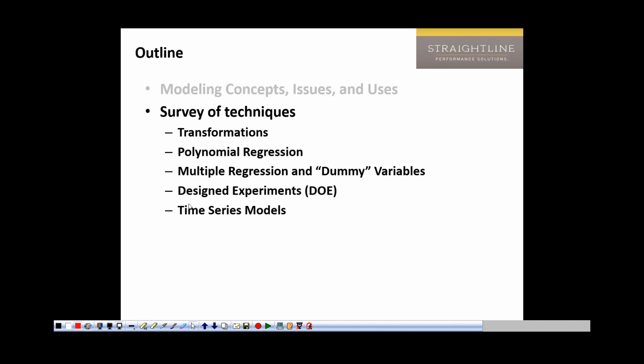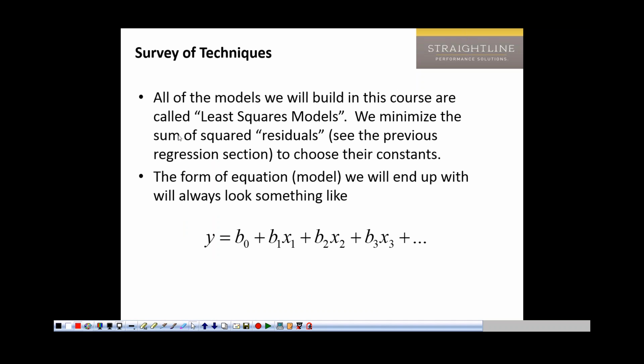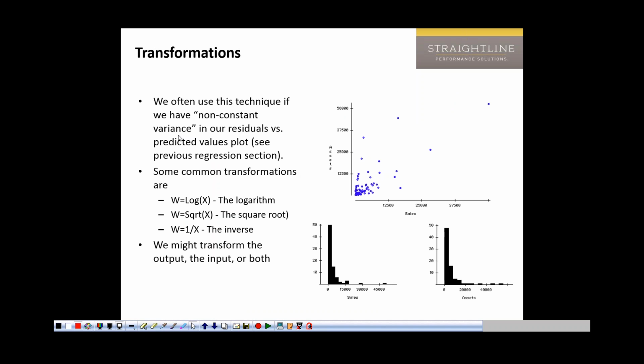Okay, so before we get going in simple linear regression, I just want to talk about a survey of the techniques that we're going to use so that when you see them later, you'll understand what they are. First things first, we'll talk very briefly about transformations. Here's an example of something that you might want to use a transformation for. If I want to regress, for example, assets, to see if I can predict a company's assets by looking at their sales.